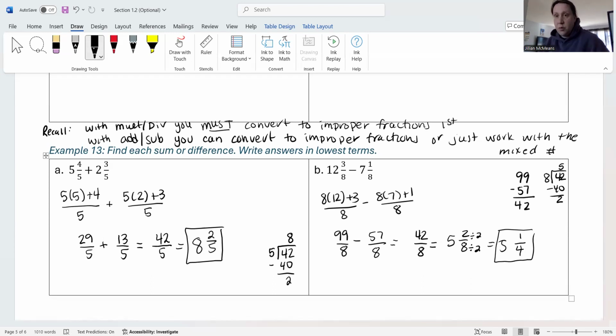So it does not matter which method you choose, okay? Both methods work. It just comes down to preference. So again, multiplication and division, you absolutely have to convert to improper fractions. Addition and subtraction is just up to you, okay?